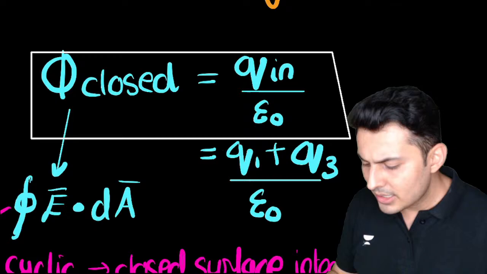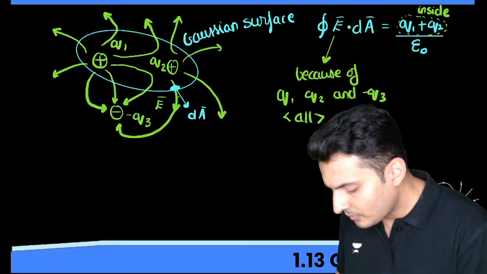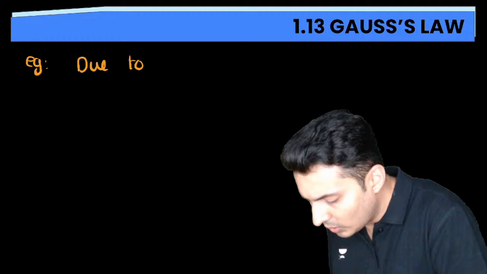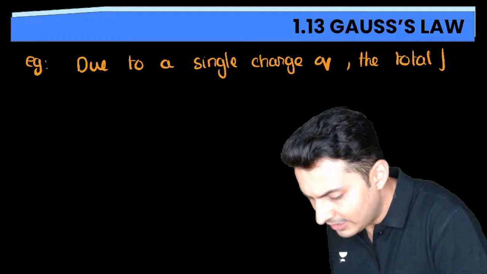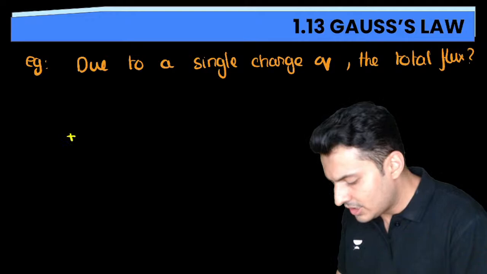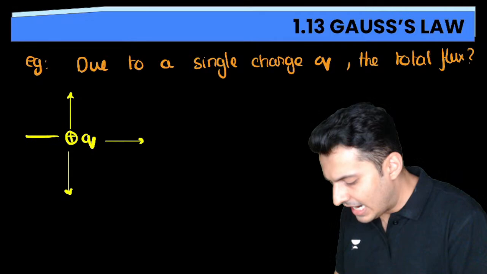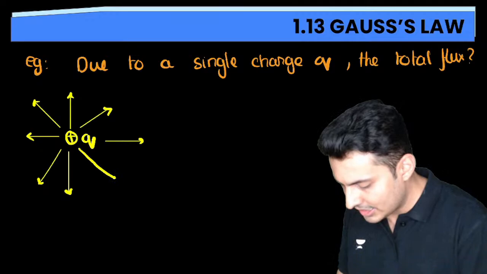All right. So can you guys tell me what will be the flux because of a single charge? Let me see if you guys can answer this question. Due to a single charge Q, the total flux is how much, my dear students? Let's say my charge is like this, obviously the electric field will go in every possible direction: front, back, top, bottom, left, right, everywhere. So what is the total electric flux because of one single charge? Can you tell me in terms of Q and epsilon naught?